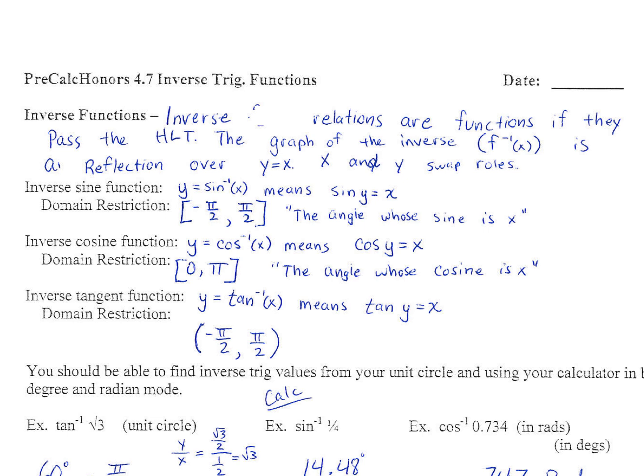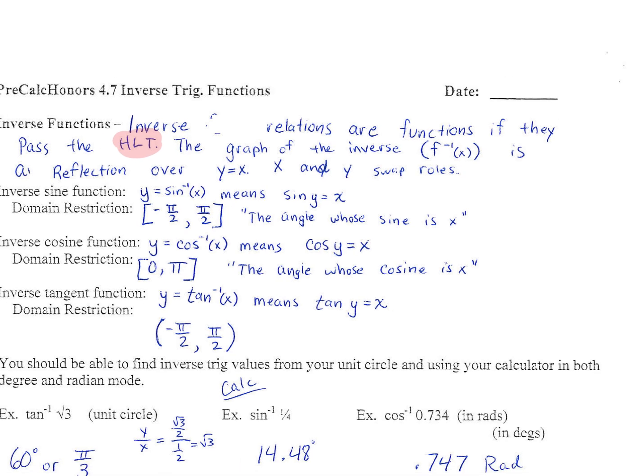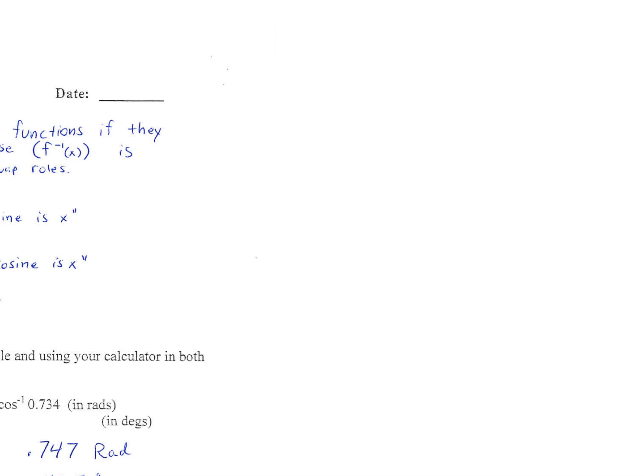First, we are dealing with inverse functions. Inverse relations are functions if they pass the horizontal line test, HLT. What the HLT tells us is that a function's inverse is a function if it passes the horizontal line test. But we know that trig functions are going to be problematic. They are going to look something like this. They are definitively going to fail that horizontal line test.